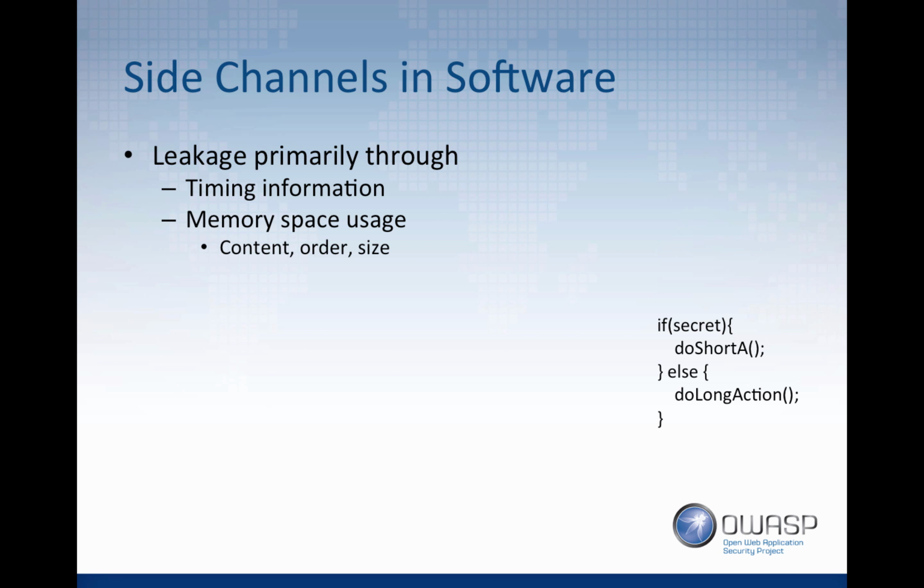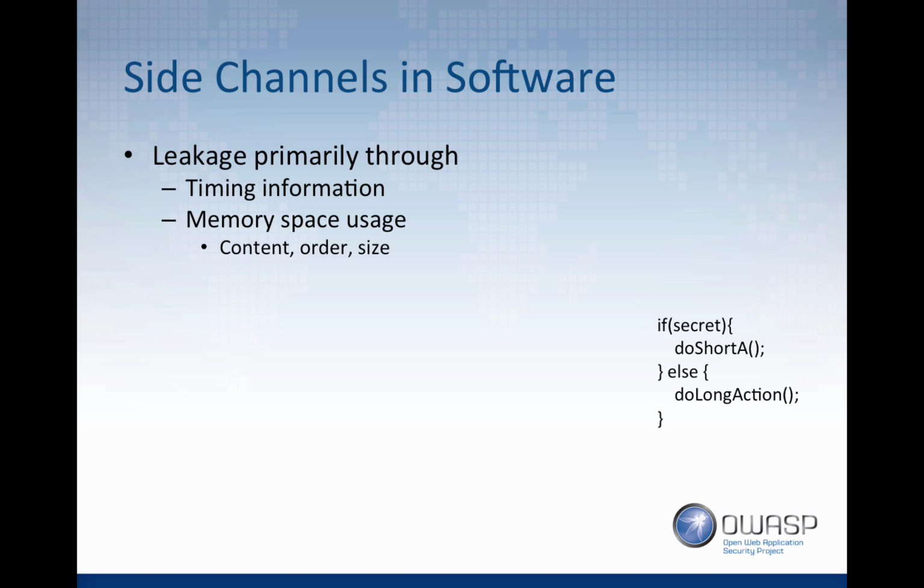Okay, so in software, we have side channels leaking primarily through timing information. And these are really scary because time kind of just happens everywhere. You don't have to be on the system, right? You can be a remote attacker when you attack something through timing information. And then memory space usage. So this is kind of the content, the order of memory, the size of memory. So really, what is your output? If it's writing to a file, maybe it's the order of things that you write to the file, or how much memory you take up in the program.